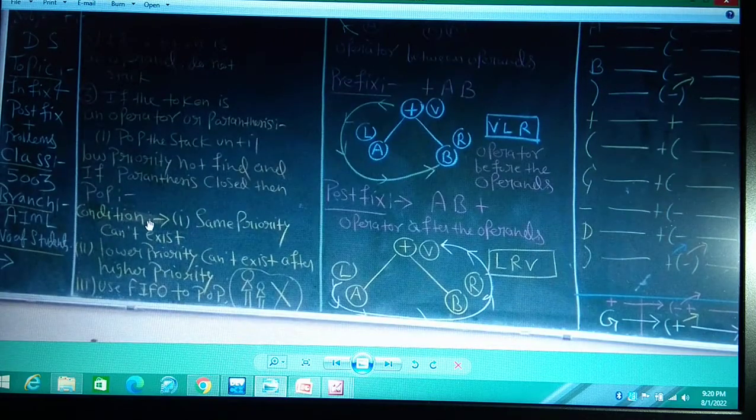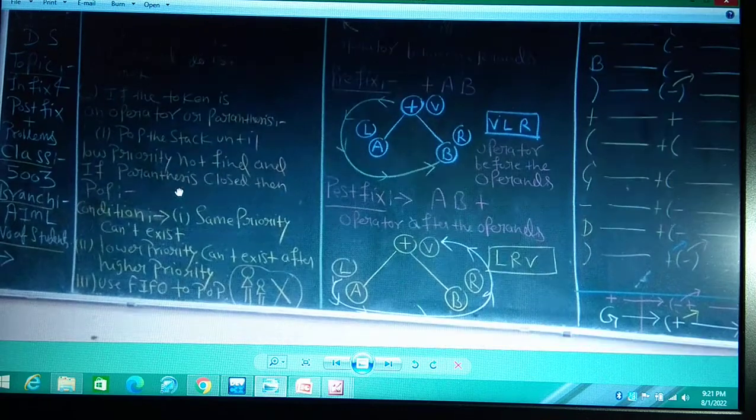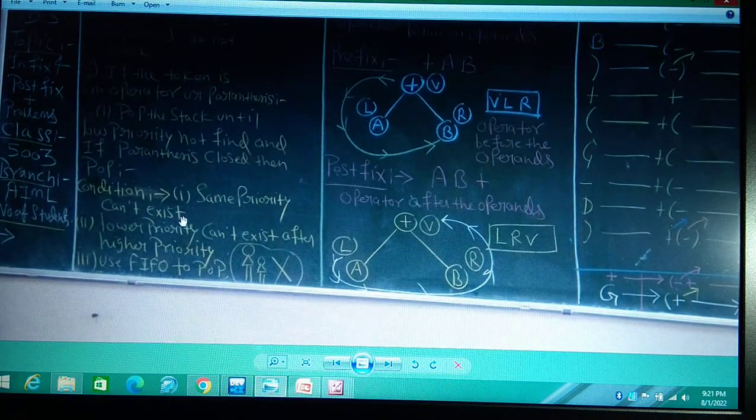And the last one, conditions. There are some conditions. Condition number one: same priority cannot exist. When I taught you, whenever you have multiple operators, at first you will take this one, and this is the second priority. Now both are the same priority, so same priority cannot exist. In this condition you have to pop.